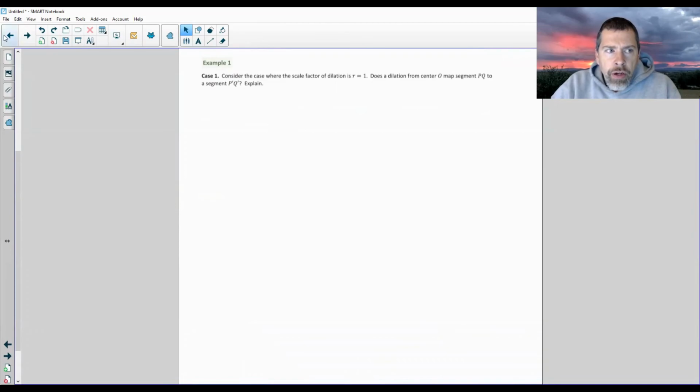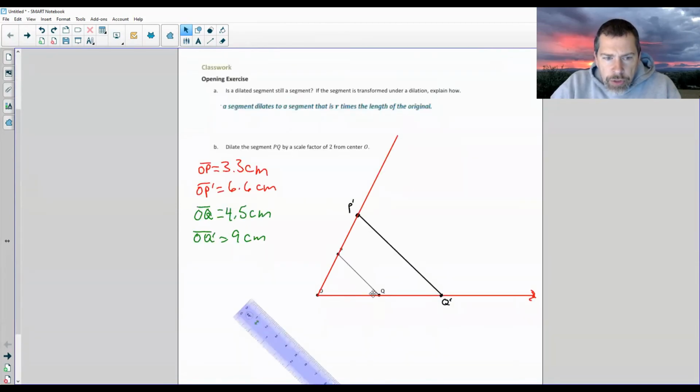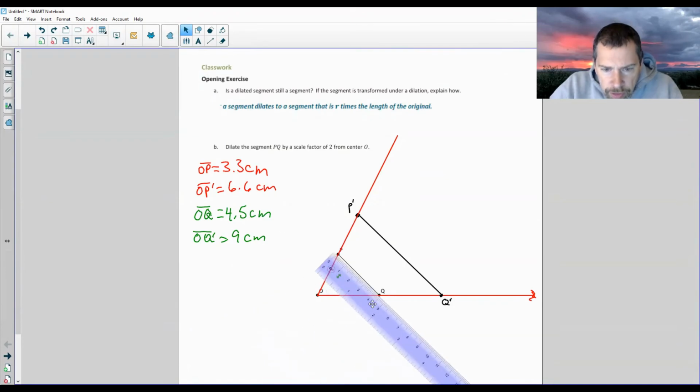If the length of PQ, we never did measure those, did we? The length of PQ is 4.2 centimeters, or a little more, 4.3 centimeters. If I dilate that by a scale factor of 1, that means take 4.3 times 1, which is still 4.3. So P prime Q prime would just be a copy of PQ sitting right on top of PQ, right in the same location.